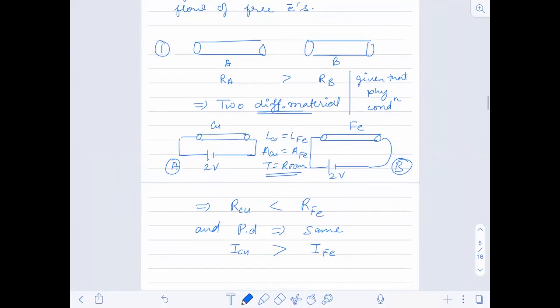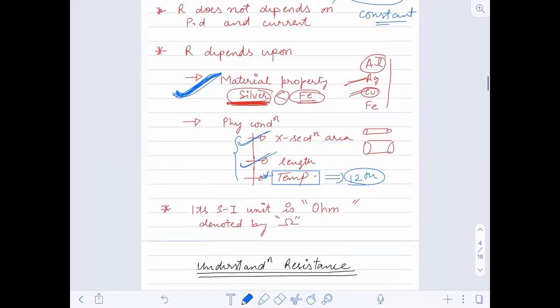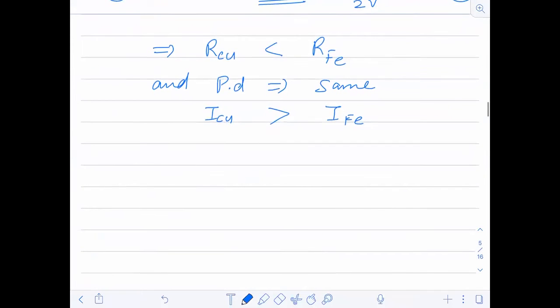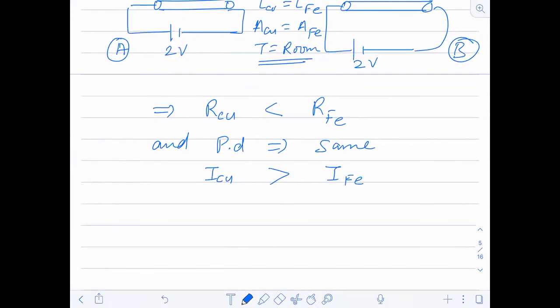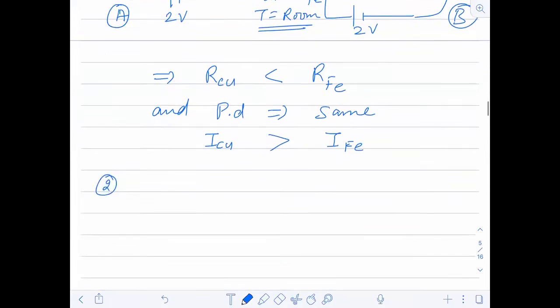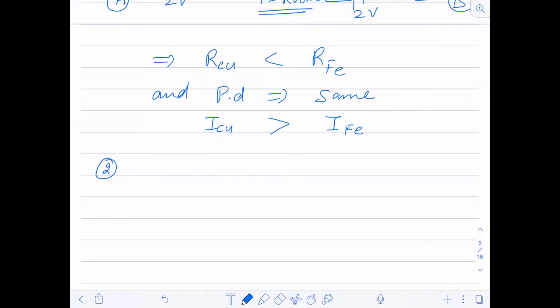Now, the next thing we are going to see is physical condition. This was the first thing that we had seen. This is the second thing, physical condition. To understand about the cross section: if the cross section is different, the resistance will change. Let us understand by that. Now consider yourself again on a bike, and I give you two options.